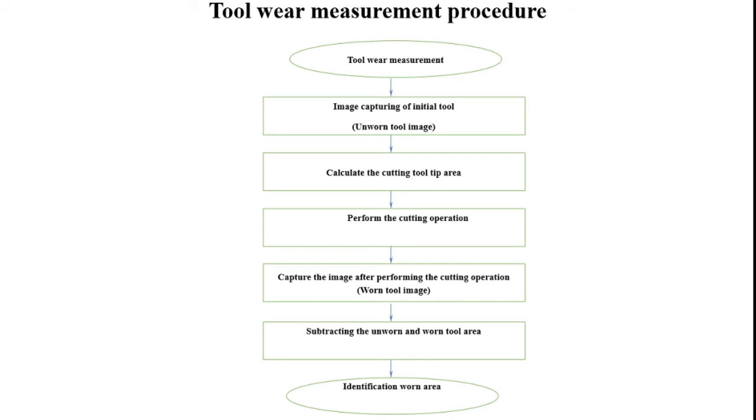After that, we can subtract the unknown and worn tool areas. First I capture the real image of the original tool. After that, I move it into the cutting operation. After one use of the tool, I again capture the image. I compare the original image and the worn out image. From that, I can subtract all the unwanted regions, the unbound regions, from the real image. I subtract both. From that, I can identify the worn area. Likewise, I can measure tool wear rate, I mean the tool wear of the cutting tool.